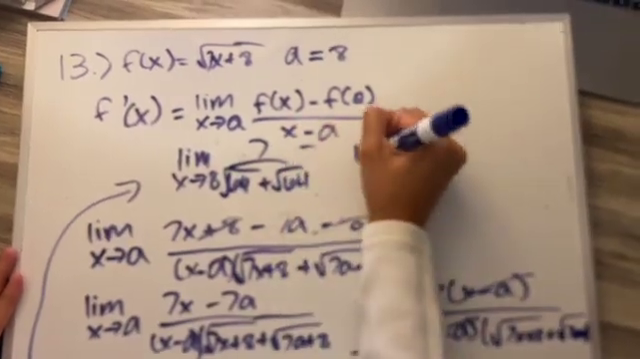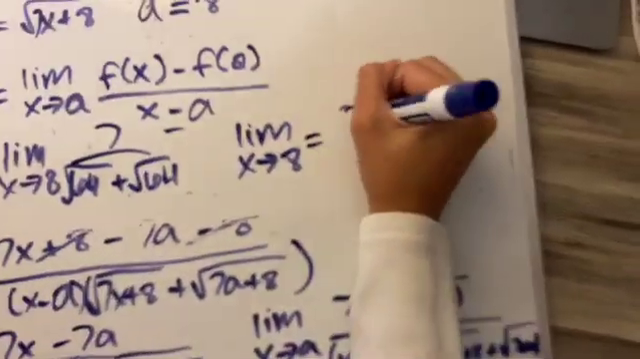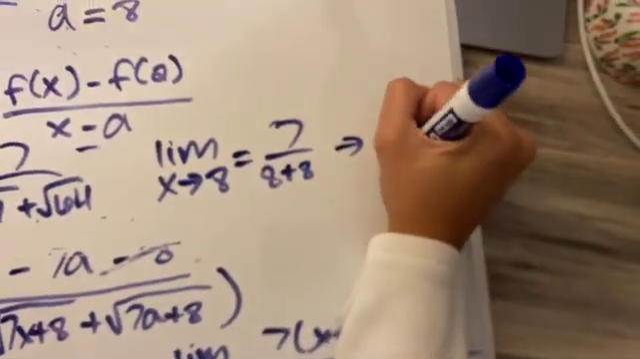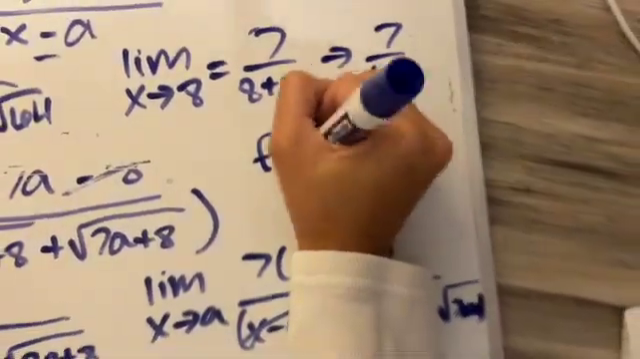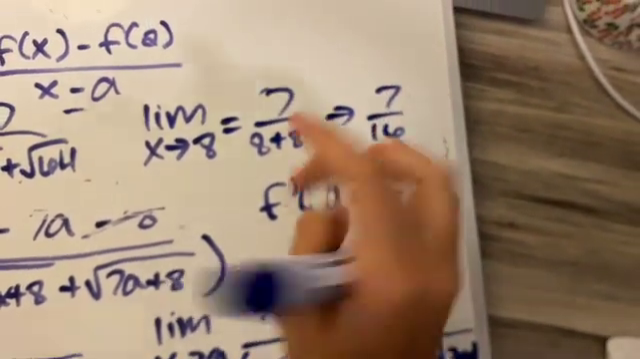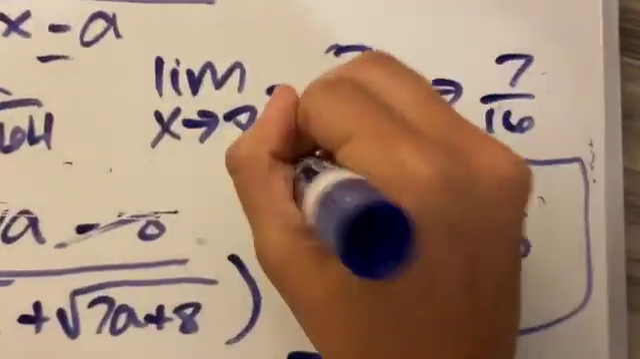So then the limit as x approaches 8 equals 7 over 8 plus 8, or 7 over 16. So f prime of 8 equals 7 over 16, and that is our answer.